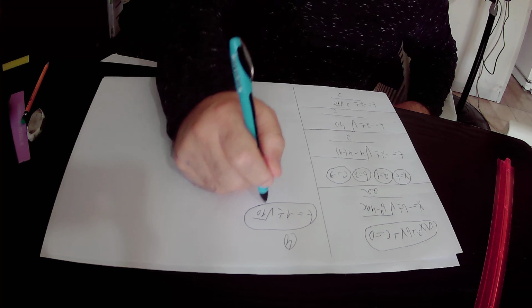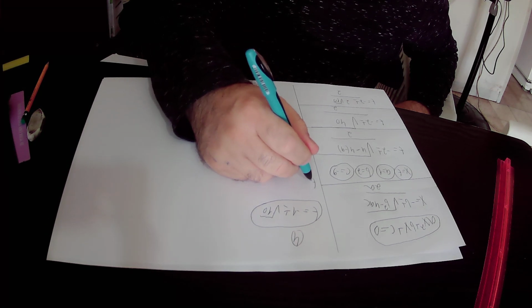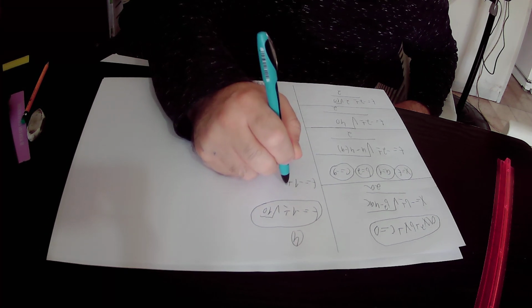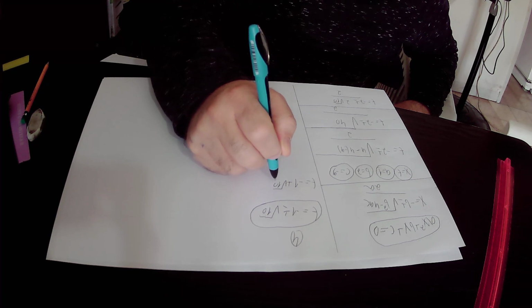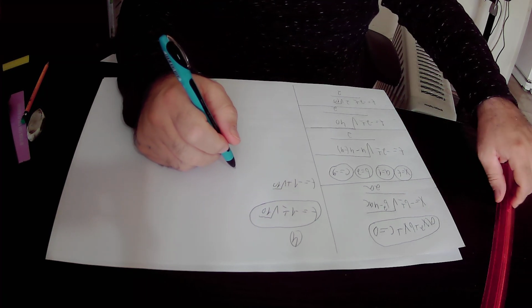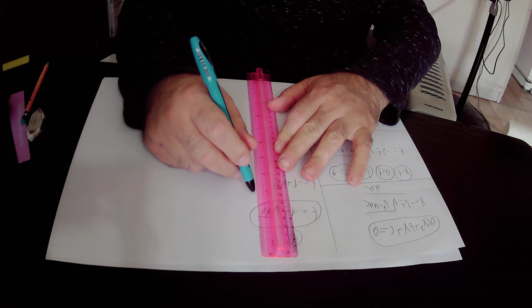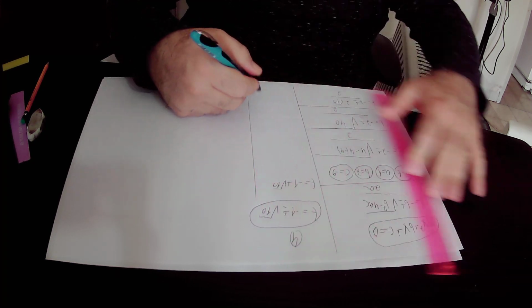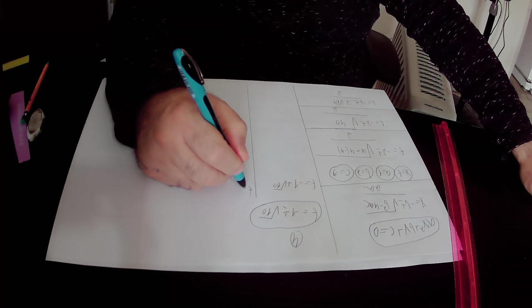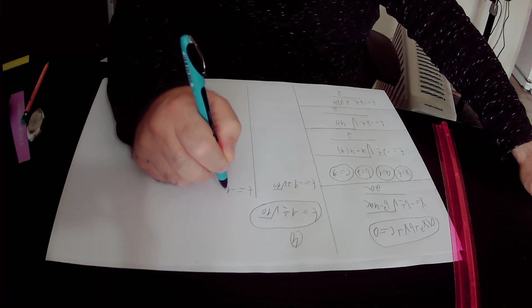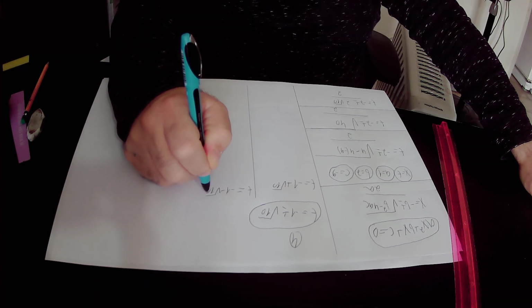The first solution is t equals minus 1 plus square root of 10. And the second solution for t is t equals minus 1 minus square root of 10.